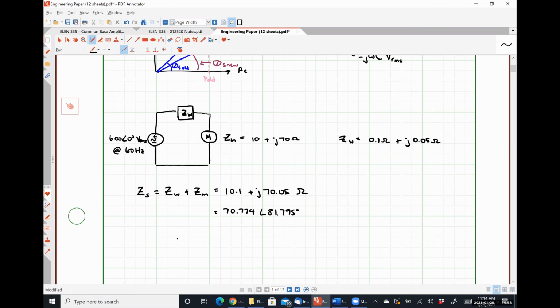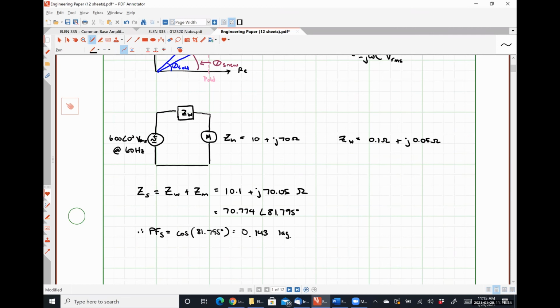So from this, the power factor at which our source operates is simply the cosine of 81.795 degrees, which I get to be 0.143.